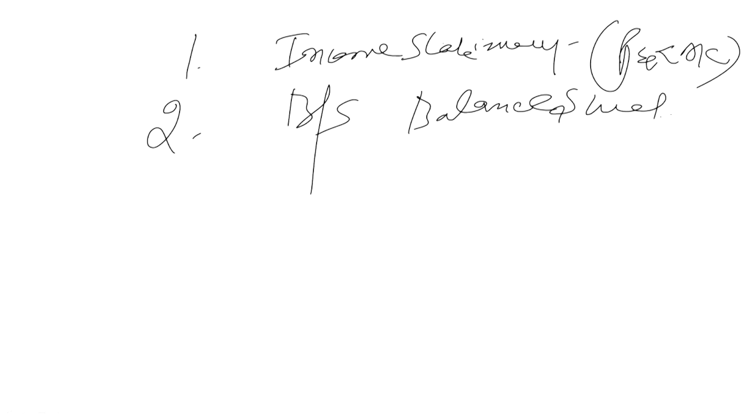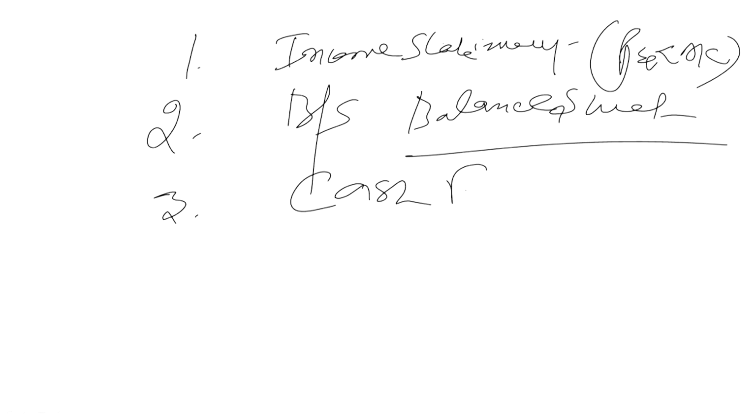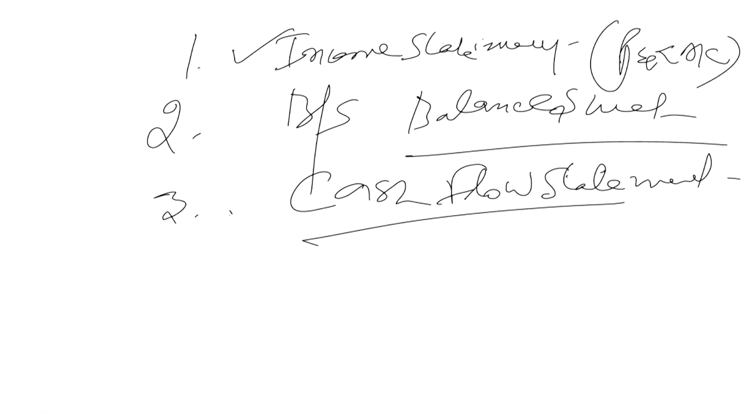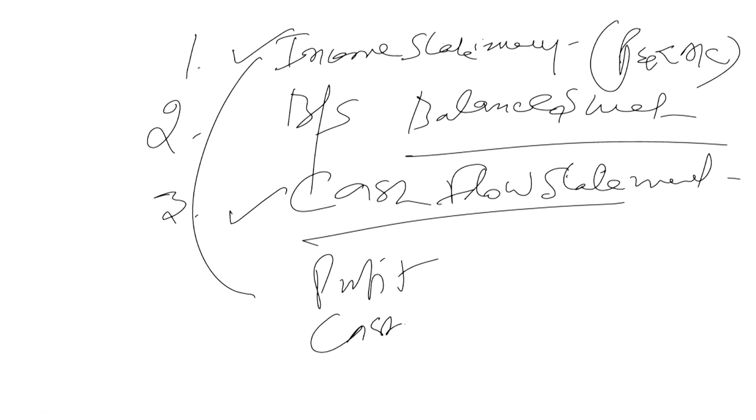So, these were the only two statements, but now we have introduced a third statement, which has become a statutory, compulsory statement, called the cash flow statement, which also has to be prepared along with these two. So now three statements are to be prepared by all the companies: the income statement, that is the profit and loss account, the balance sheet and the cash flow statement. Why do we now have both the income statement and the cash flow statement? The income statement tells us the extent of profit, and the cash flow statement tells us the extent of cash profits.